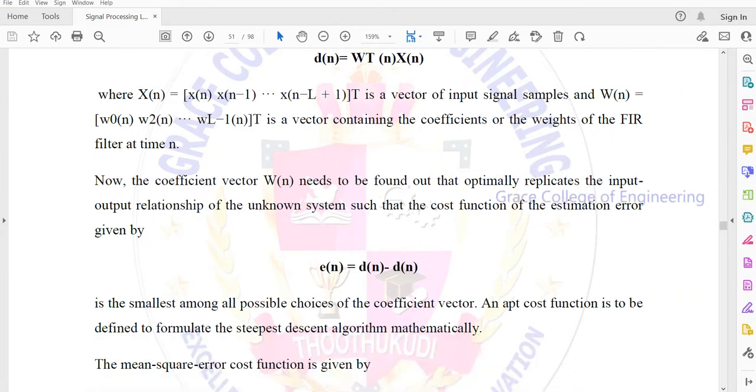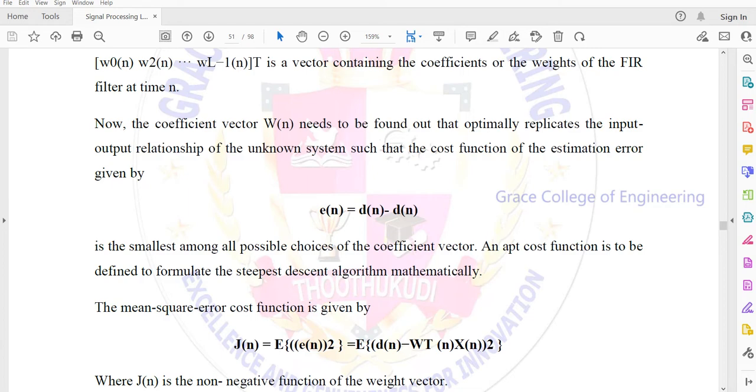Now the coefficient vector W(n) needs to be found that optimally replicates the input-output relationship of the unknown system, such that the cost function of the estimation error is minimized. So next we are finding the cost function of the estimation error. e(n) is equal to d(n) minus d-hat(n). It should be the smallest among all possible choices of this coefficient vector.